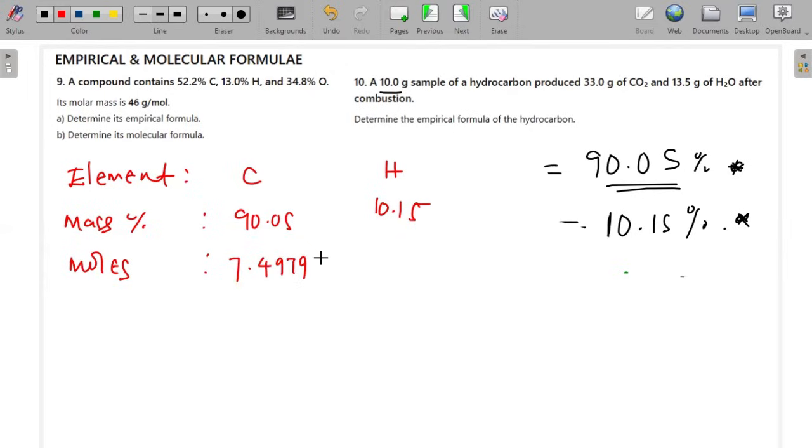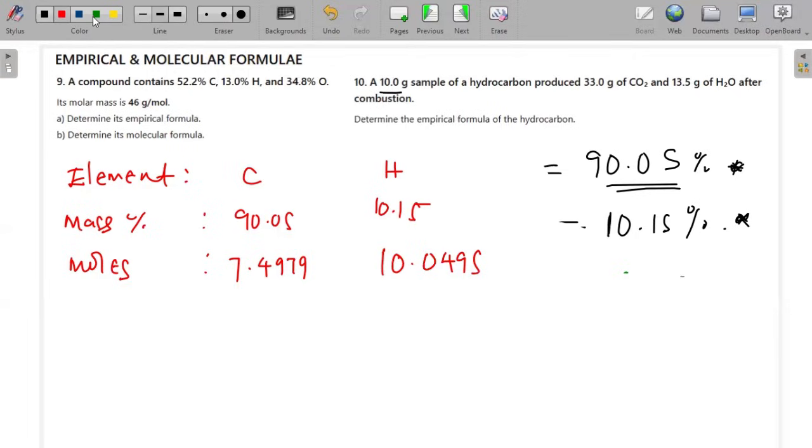That one is going to give me 7.4979. Then this one is 10.15 divided by 1.01. So that one gives me 10.0495. Sorry, here it doesn't give me 1, but it gives me 10.0495. Okay, so those are the moles.